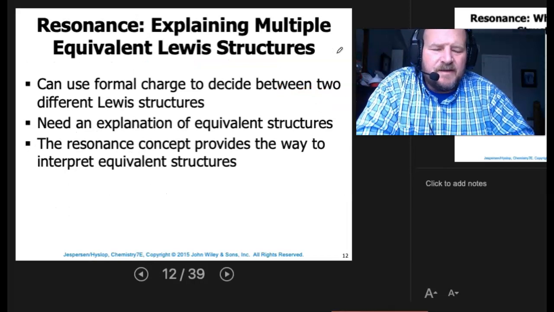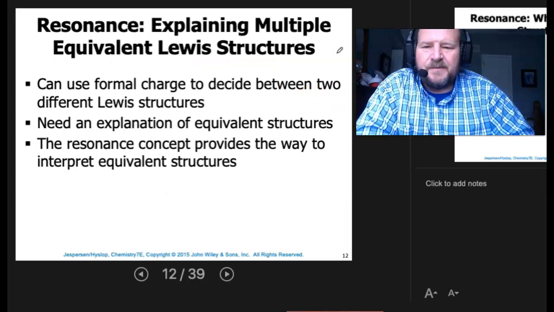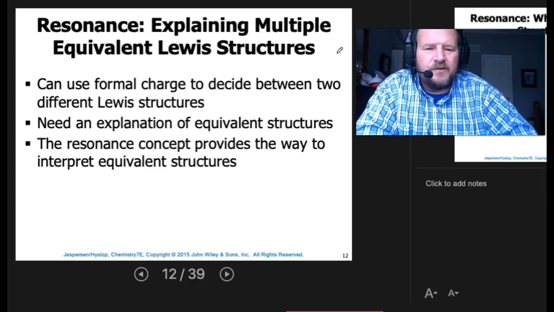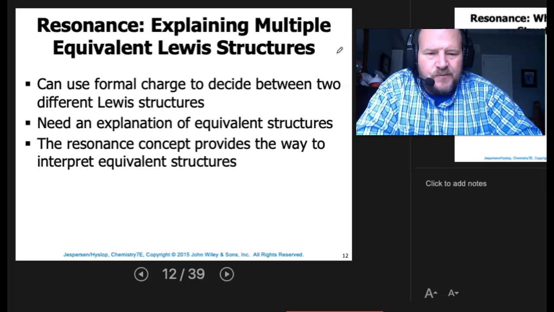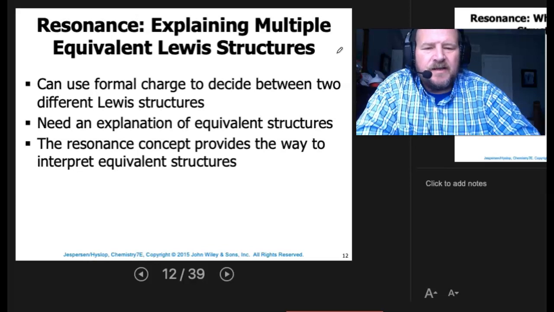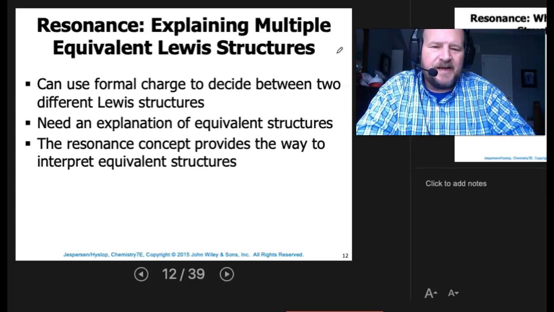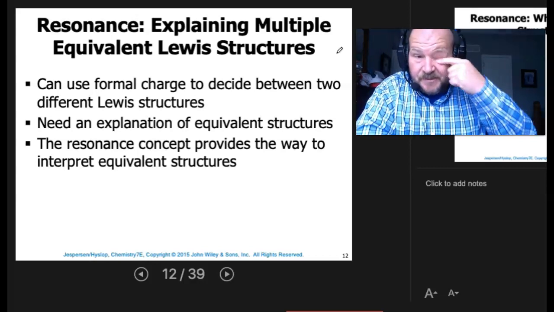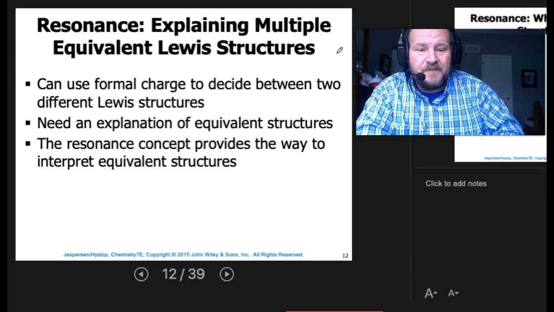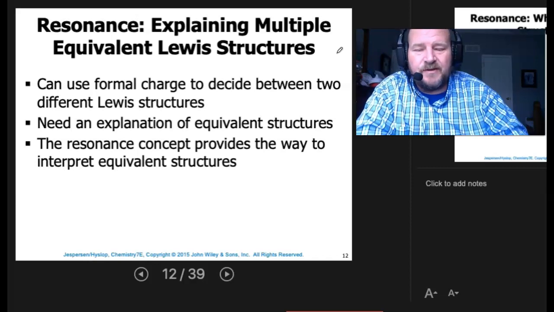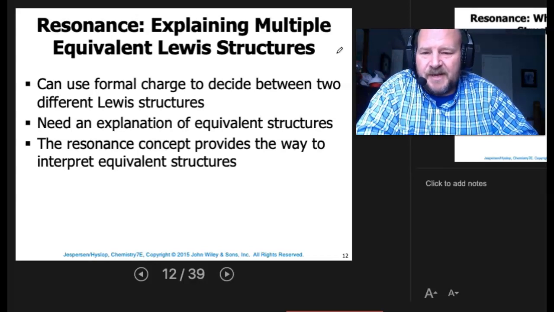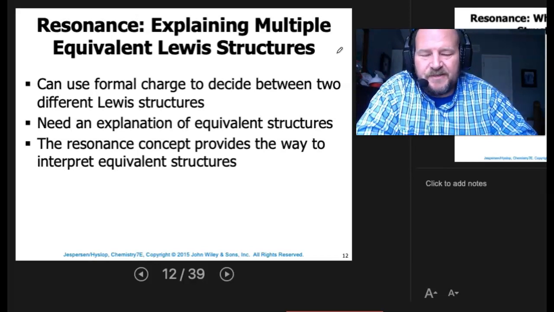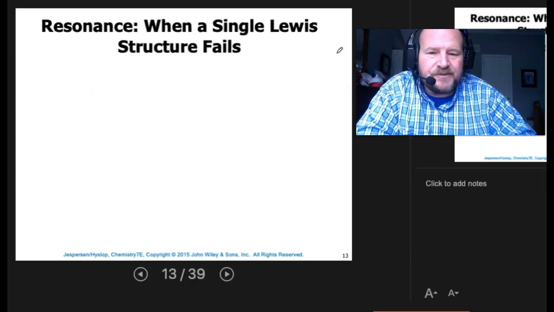All right, the next concept we're going to look at to help us with our structures is resonance, explaining multiple equivalent Lewis structures. You can imagine I could give you a couple of formulas where even with formal charges, it would all balance out. And so now you'd have several different structures that don't have any discrepancies in their formal charges and meet the octet rule. So then what do we do? We're going to use formal charge to decide between 2 different Lewis structures. We need an explanation of equivalent structures from that point. So the concept is resonance. Resonance provides the way to interpret equivalent structures.